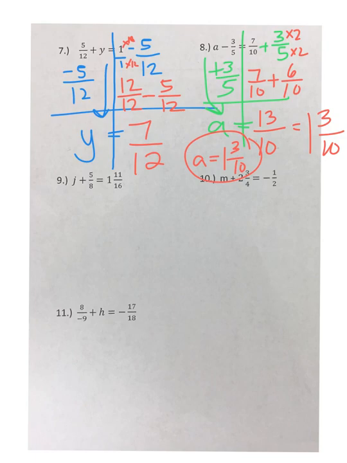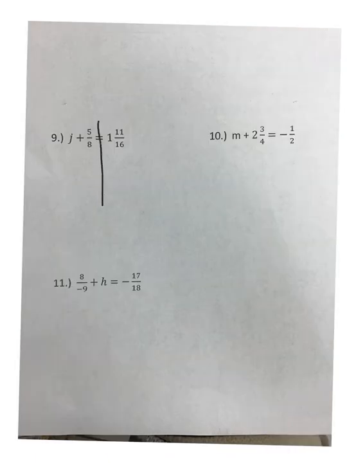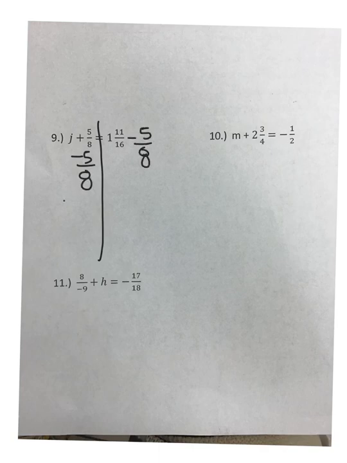All right, I want you to try 9, 10, and 11, and then come back to check your work on the video. Okay, for number 9, you would subtract 5/8 on both sides. Leaves you with j on your left side. Your common denominator is 16. So you're going to multiply that first fraction by 1, which just keeps it as 11 over 16. And then you're going to multiply the second fraction by 2, which gives you 10 over 16. 11 minus 10 is 1, so you're left with 1/16.